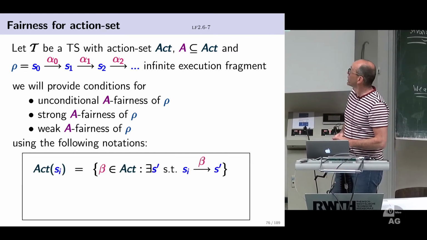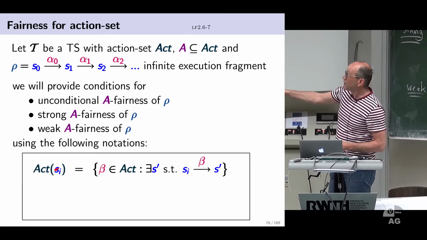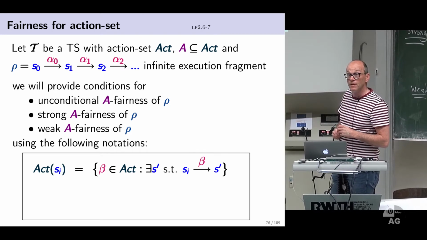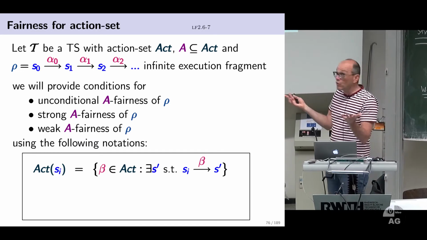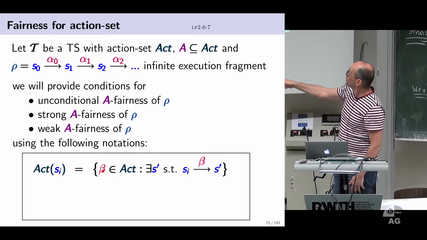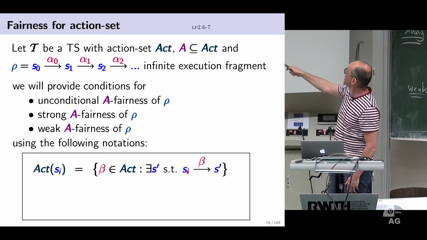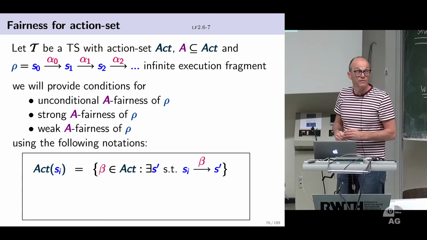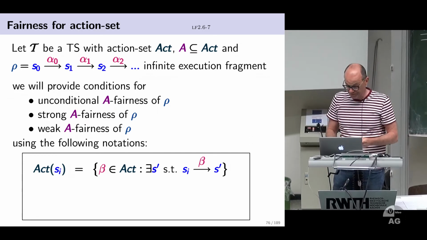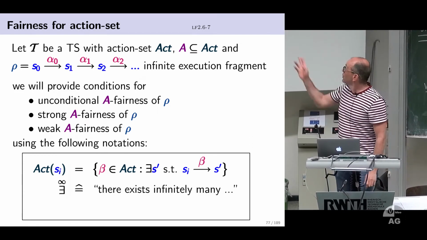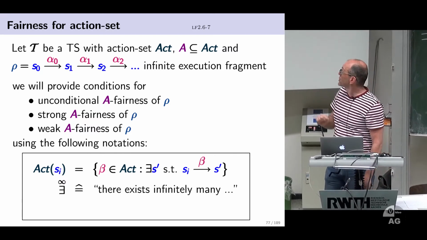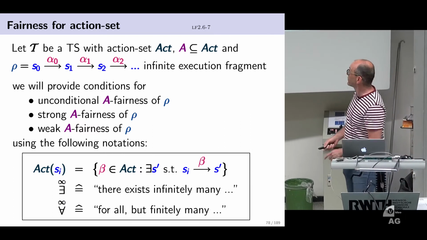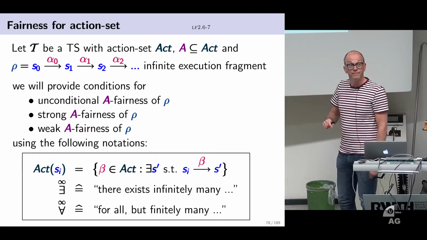I'm going to use the following notations. Act of SI is the set of actions that you can take in SI. Right? So it's what I call the menu. There are those actions such that in SI you can take a transition labeled with this beta and move to some other state or the same state S prime. Then we use the notation that I already mentioned before. Existentially infinity, there exist infinitely many, and universally infinity for all but finitely many.